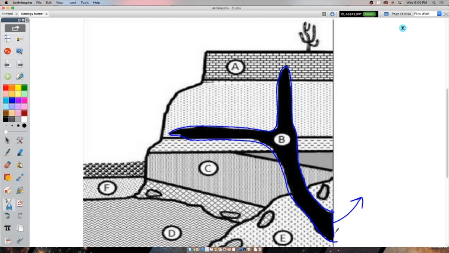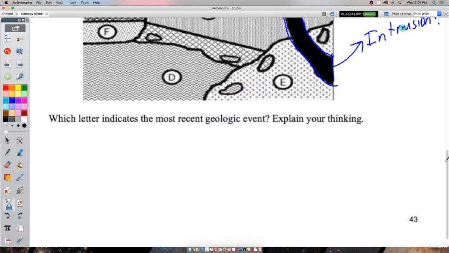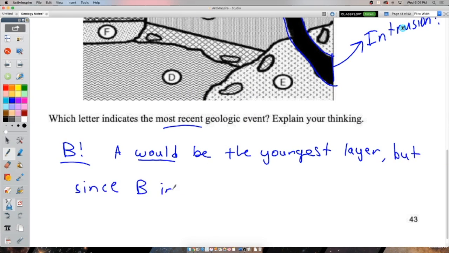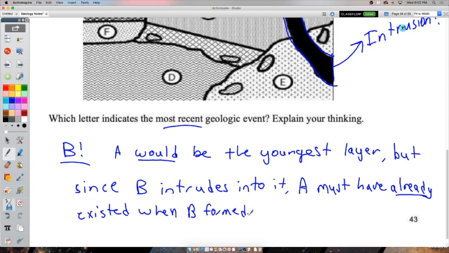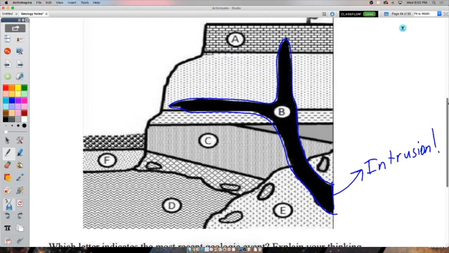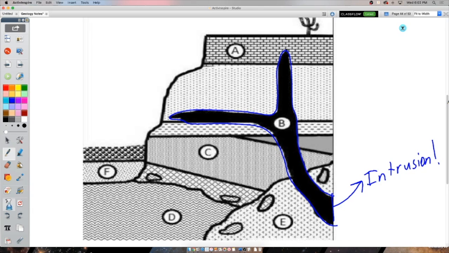B is an intrusion. And notice, yes, A is the youngest of the layers, but B is even younger than A, because how could B have cut into A if A wasn't already there? You can't cut into something that didn't already exist. So A must be older than B. A would be the youngest layer, but B cuts into it, so B is even younger. So the most recent geologic event is B. If A hadn't already existed, there would be no way for B to have intruded into it. All right, law of superposition.